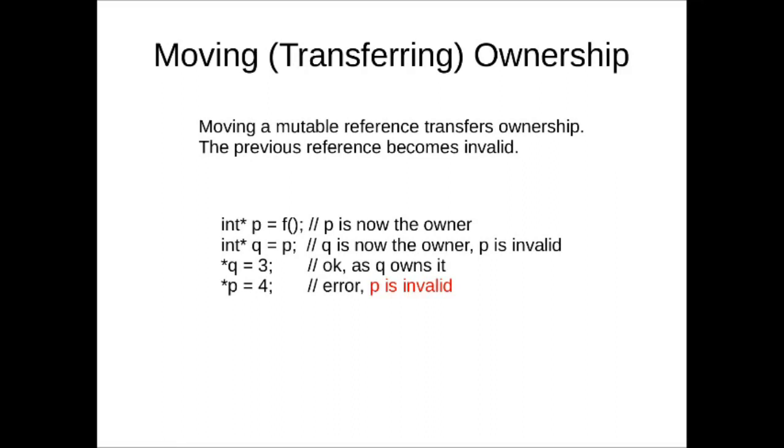The key thing that happened here is now p becomes invalid. This is what I mean by it is moved to q. It is not copied. This is very important.